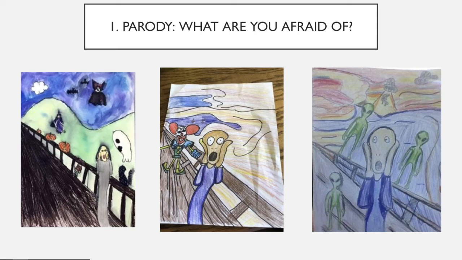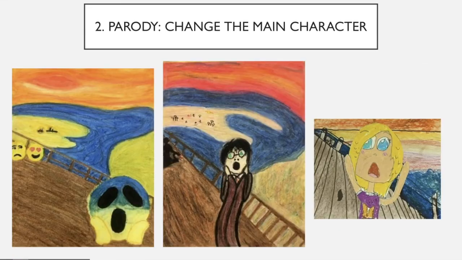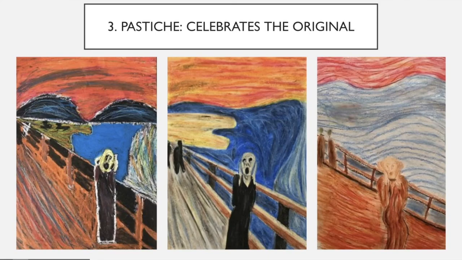Now, the second kind of parody is the kind where we change that main character. These ones all have the normal main figure in the front, but the other ones have different figures in the front, but the same structure of the painting in the background. So we have SpongeBob and Mike and the angry guy. We have that same emoji, another Harry Potter version, and one that's sort of an anime character. And the last version is pastiche, where you're celebrating the original and keeping it as close to the original as possible, doing your very best to honor that original painting and artwork.